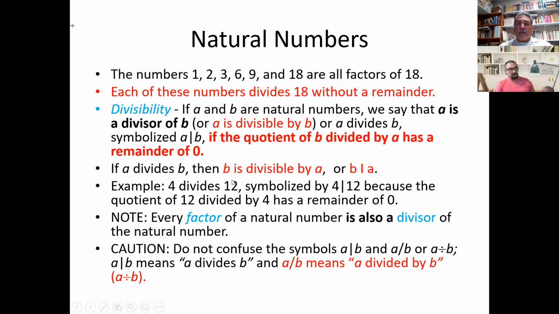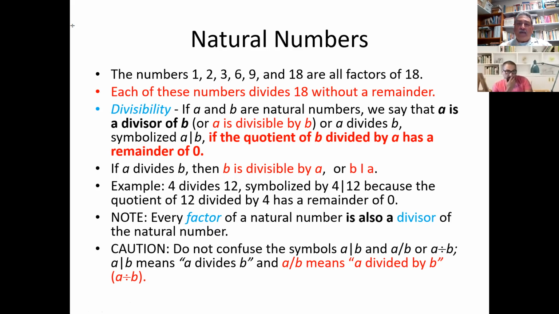For example, 4 divides 12 because when you divide 12 by 4, you get a quotient of 3 and a remainder of 0. So we write it 4, bar, 12. Every factor of a natural number is also a divisor of that natural number. For example, 12: its factors are 4 and 3. That means 12 can be divided by 4 and 12 can be divided by 3 and there will be no remainder.